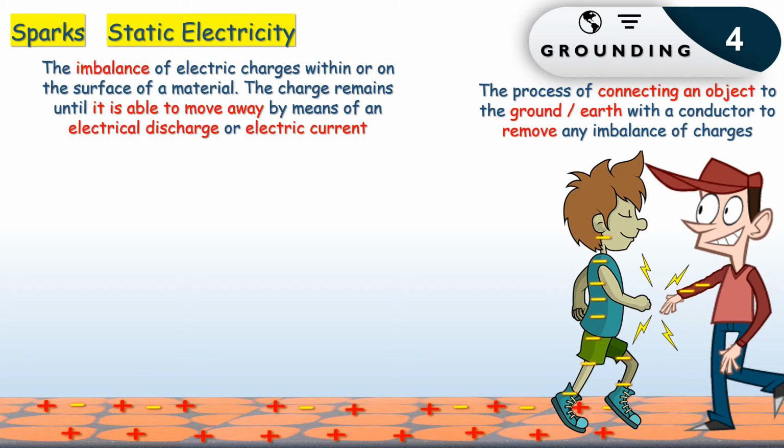So for instance, if the charged boy to the left held a piece of conducting material and this conducting material was connected to the ground, then the charges can travel through the conducting material to the ground as shown. So grounding basically means providing a path for the buildup of charge for static electricity to pass to the ground.